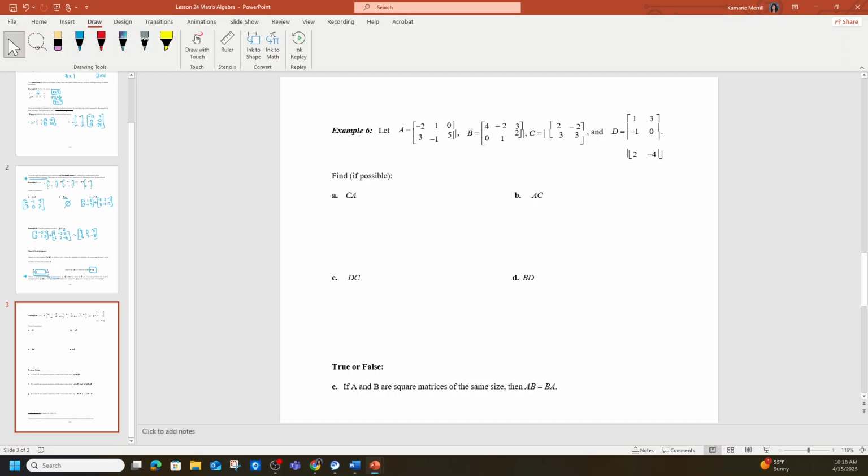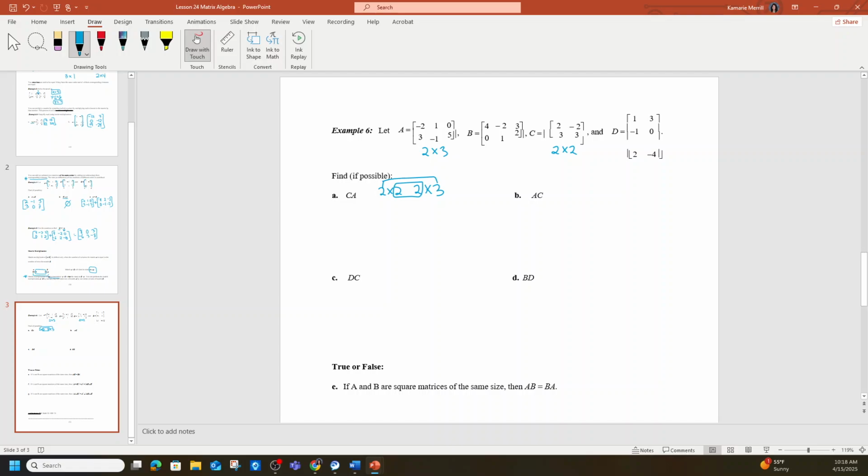Okay, so let's do C times A and then A times C, and I'm going to show you how they're different. So first off, you want to make sure it's allowed. C is a 2 by 2. A is a 2 by 3. Do you guys see how it's a 2 by 3? Since they match, I'm allowed to do it. And what's the resulting matrix going to give me? A 2 by what? It'll be a 2 by 3.